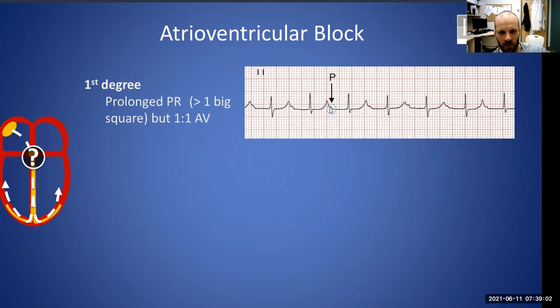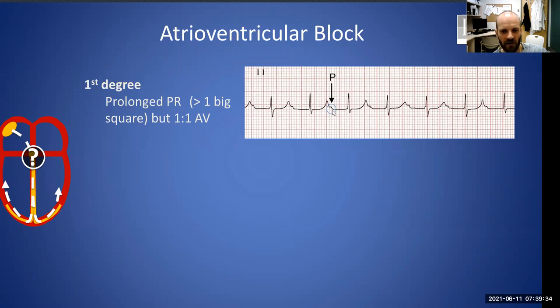And the interval between the start of the P wave and the start of the QRS complex is much longer than that 200 milliseconds or one big square. So this is what we call first degree atrioventricular block, where the electricity can get through the AV node, but it takes a really long time to do so. And that suggests that the AV node isn't particularly healthy. In and of itself, it's not particularly dangerous, but it suggests that something's amiss, and that if things get even worse than this, you could have problems. So that's what we call a first degree AV block.